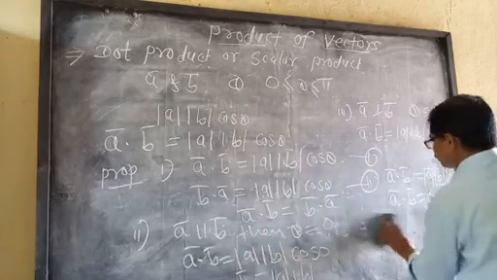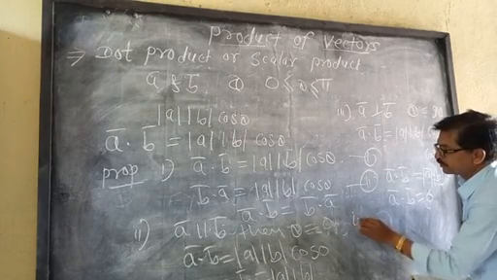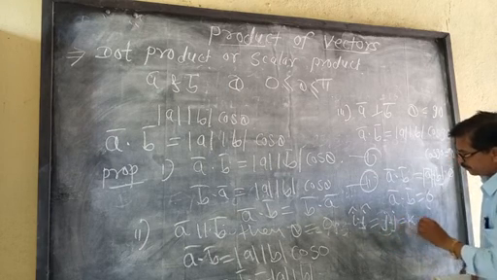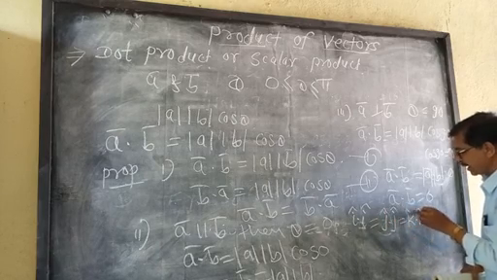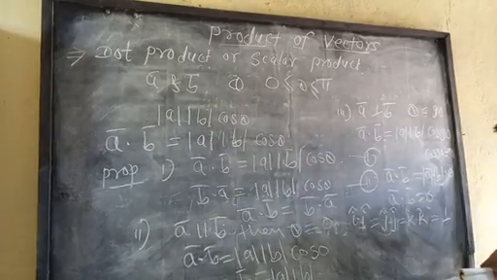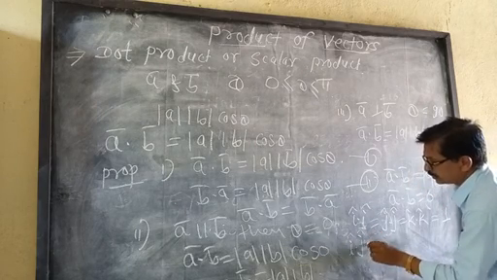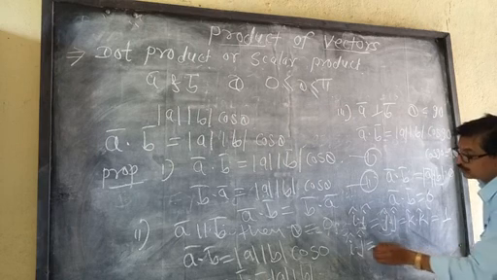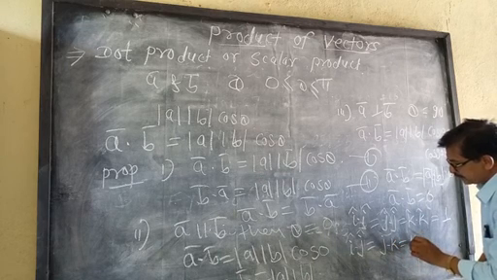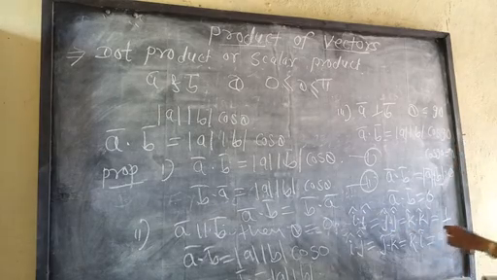Next property: for the unit vectors i dot i, j dot j, k dot k, if the vectors are parallel, then the dot product is 1. If the vectors are perpendicular to each other, then the dot product is 0. That is, i dot j, j dot k, k dot i are each 0.